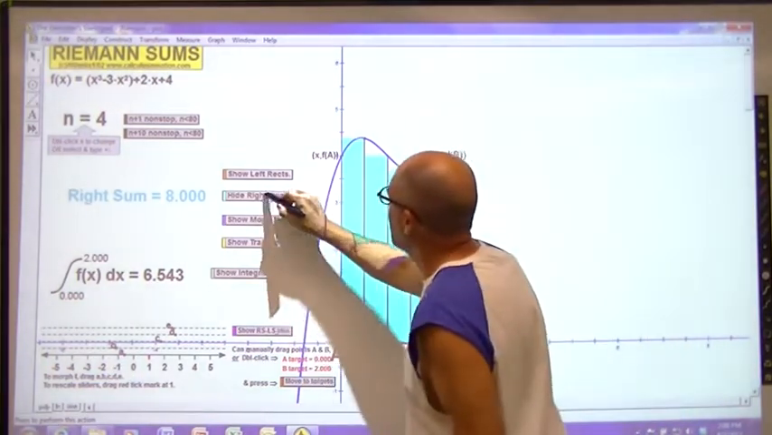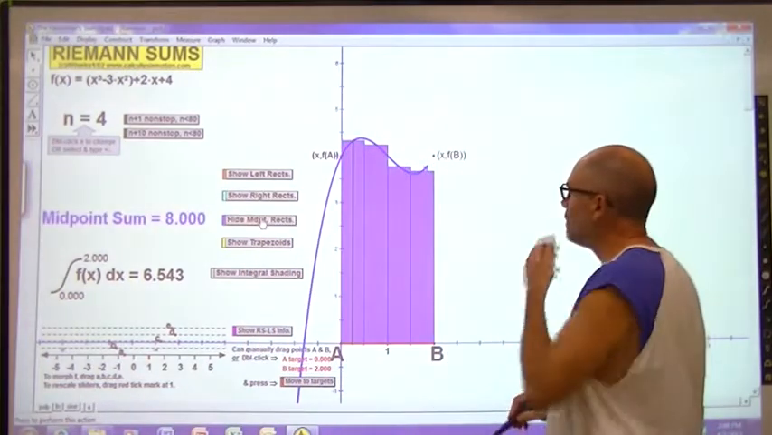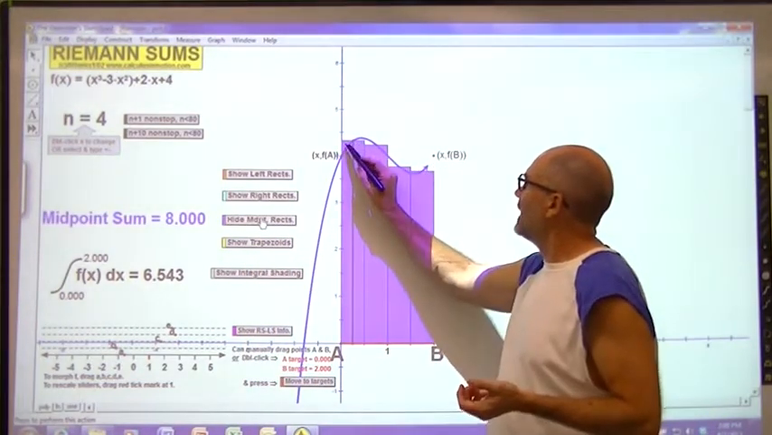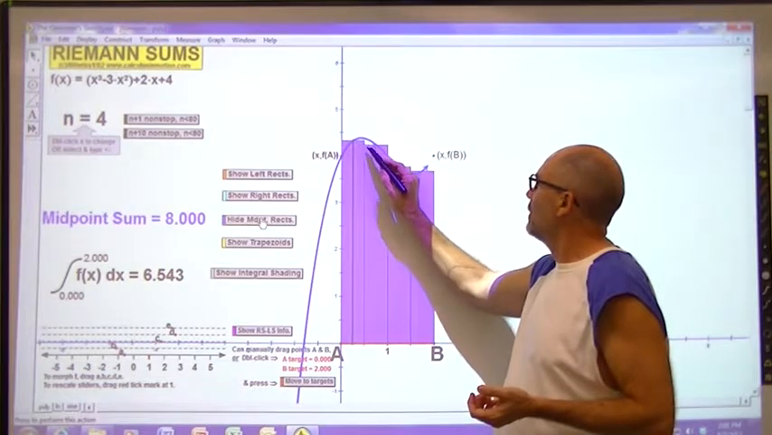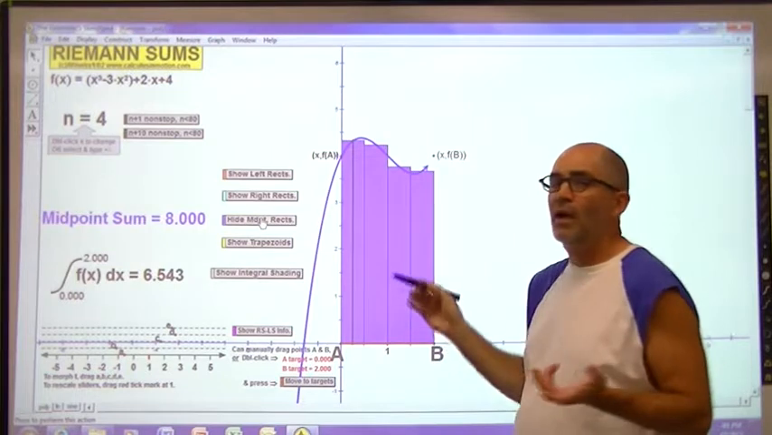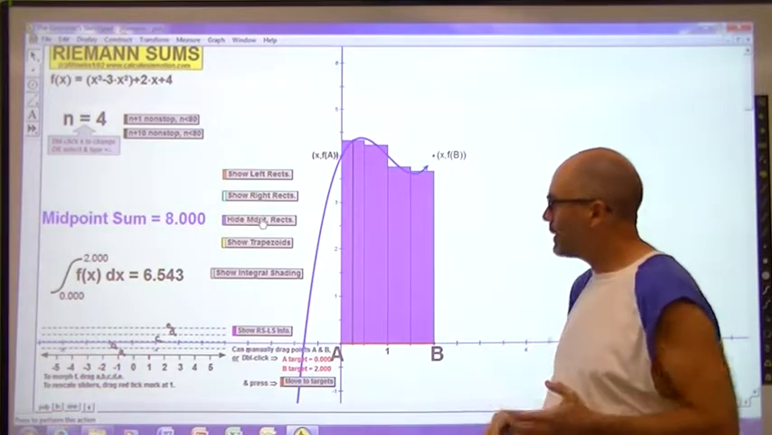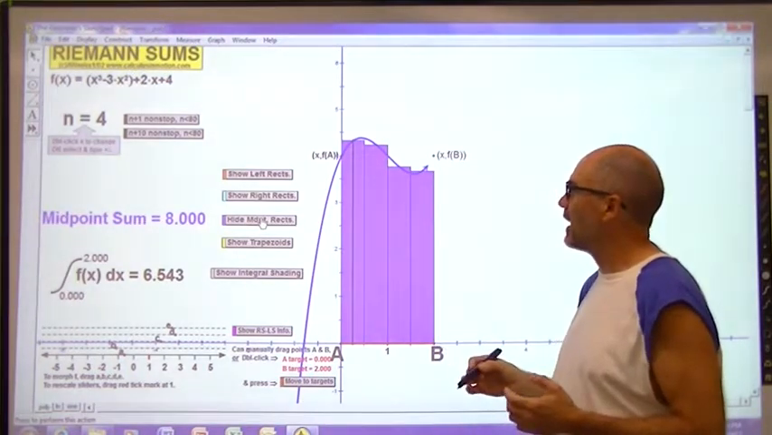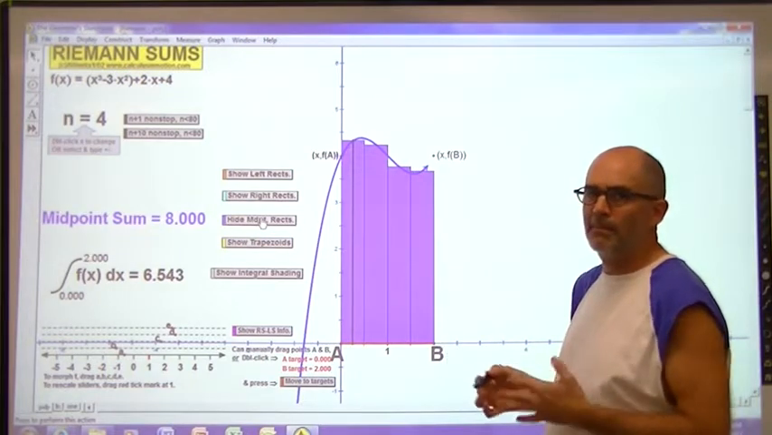And same thing with the midpoint. Midpoint is slightly high, slightly low, then slightly low, slightly high, slightly low, slightly high, slightly high, slightly low. So the midpoint also, all three of these end up being 8 exactly.